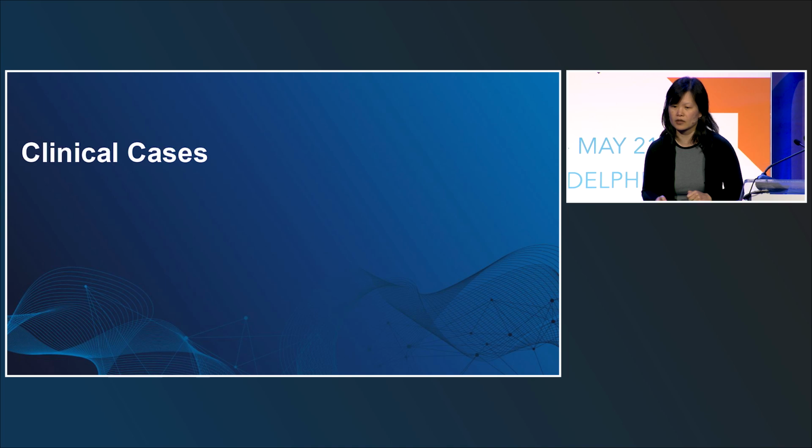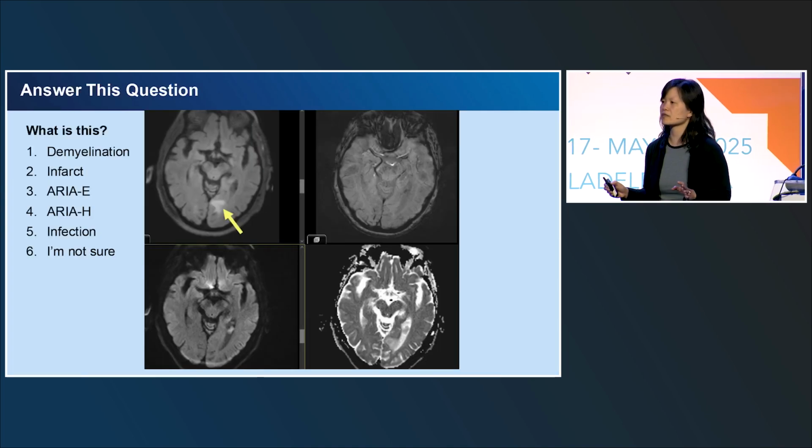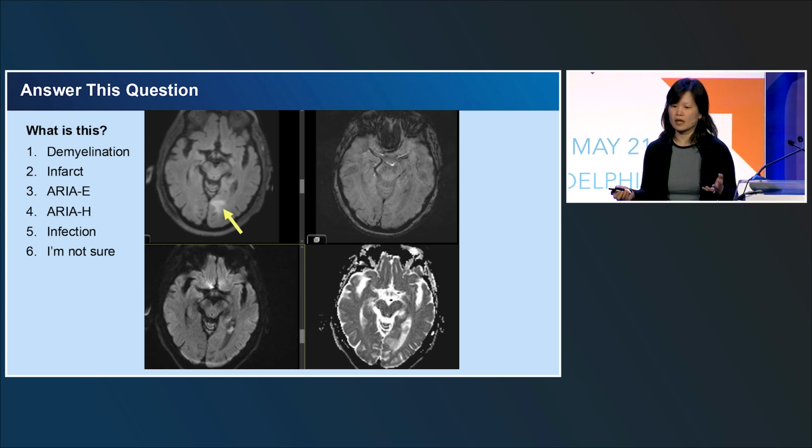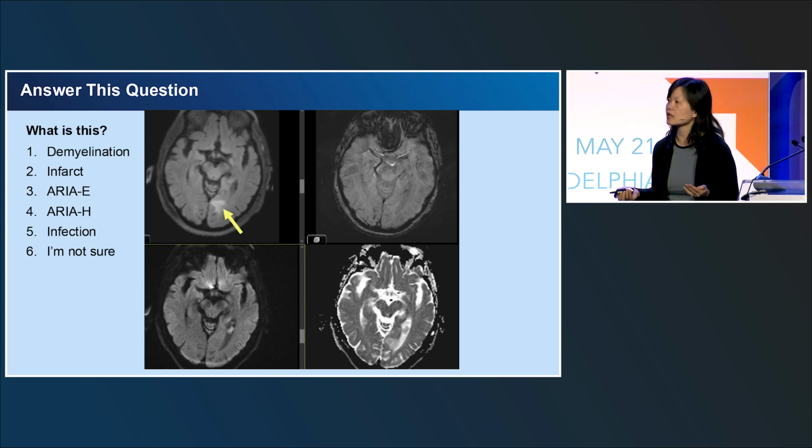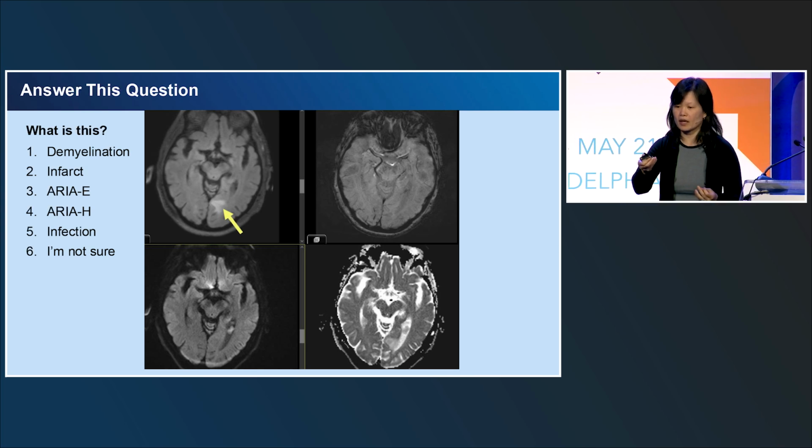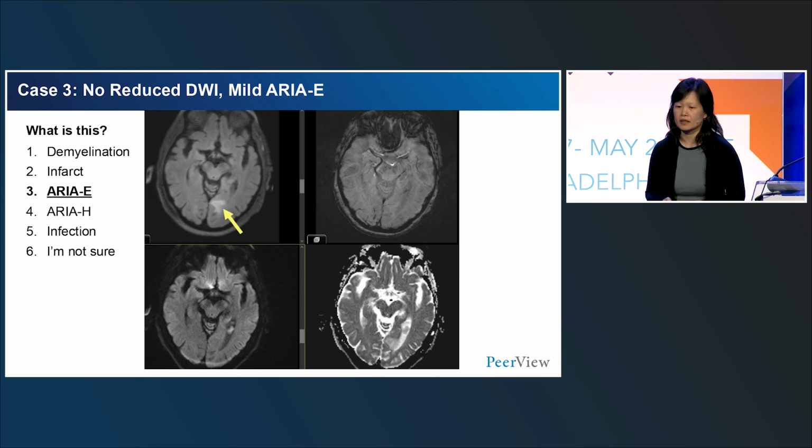So we're going to run through a bunch of cases right now. So here's the first one. That's the first case. You can see the area of abnormality on the T2 FLAIR image. On the bottom, so we have T2 FLAIR, we have the SWI. On the bottom, you have diffusion and the ADC map. And the question is, what is that abnormality? Almost everyone picked ARIA-E.